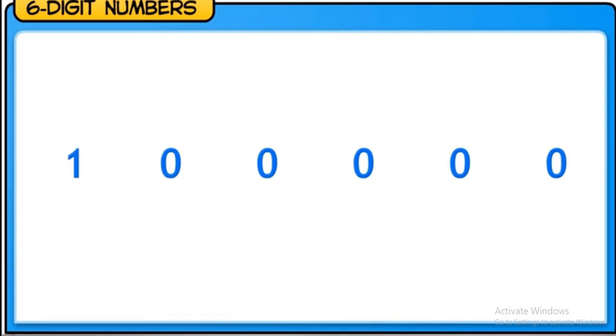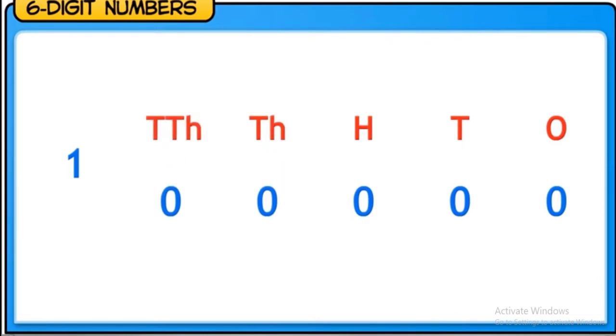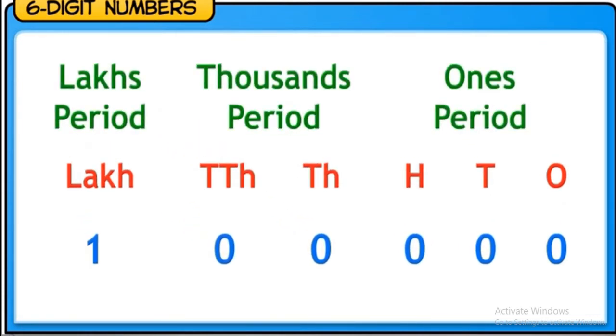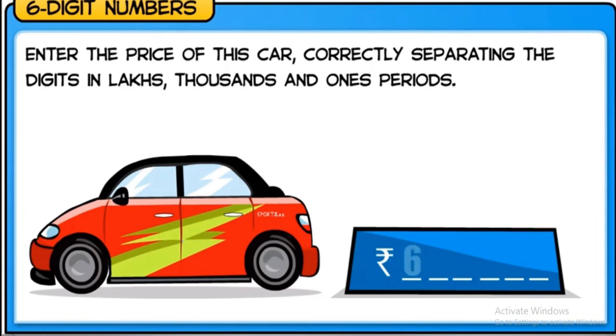Note that a 6-digit number has ones, tens, hundreds, thousands, 10,000s and lakhs places. To make it easy to read and write 6-digit numbers, we add the lakhs period to the left of the thousands period in the place value table. While writing 6-digit numbers, we place 2 commas to separate the digits in the lakhs, thousands and ones period. Thus, 1 lakh is written as 1,00,000. Let us enter the price of this car.